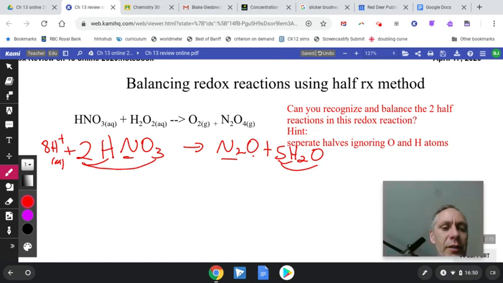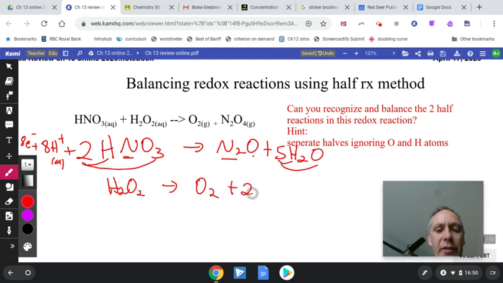Okay, so that means I also need to balance charges now. 8 plus, I need 8 minus. Wow. 8 electrons, 8 protons, 2 HNO3 gives N2O and 5 waters. Okay, H2O2 goes to O2. Oxygens are balanced. We just need to balance hydrogens, 2H+ and 2e-. Okay, we're done. There's our half reactions.